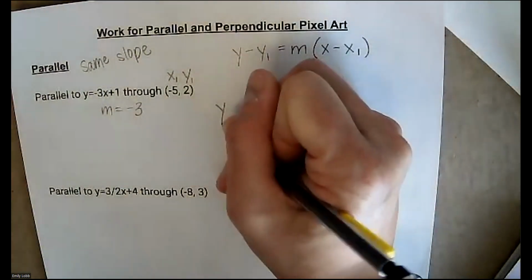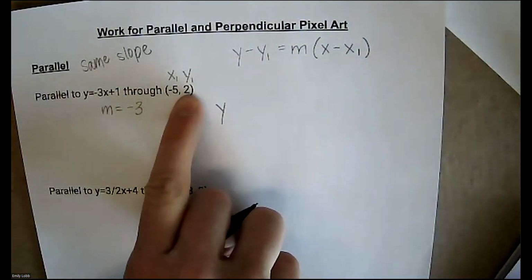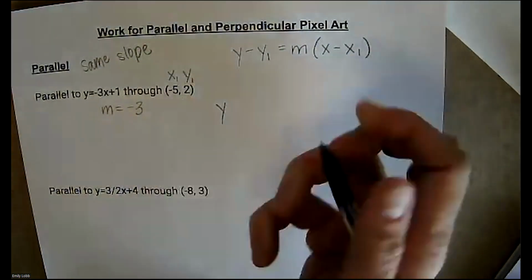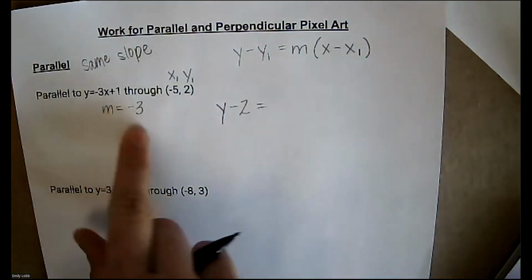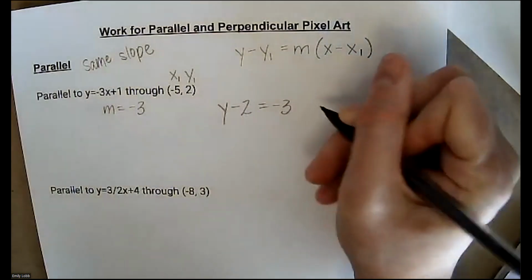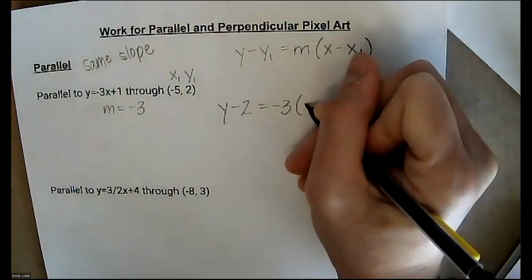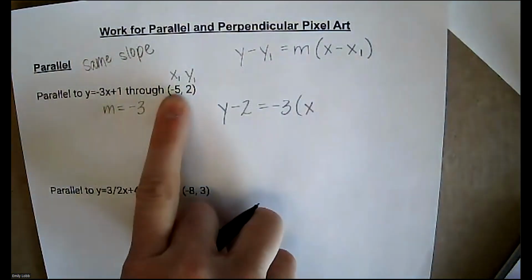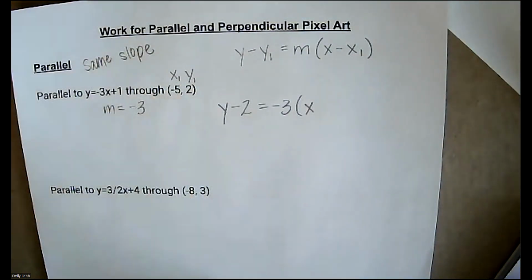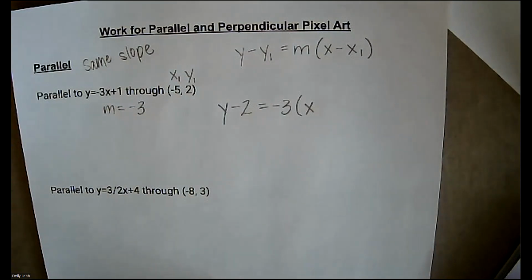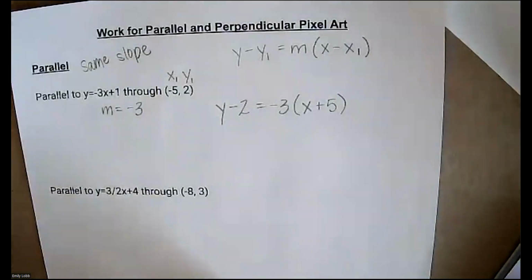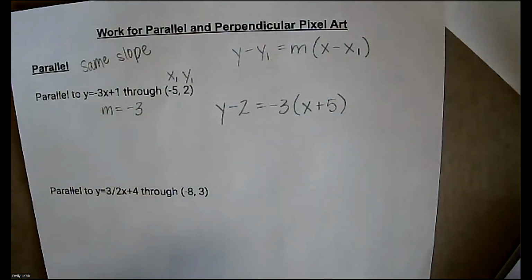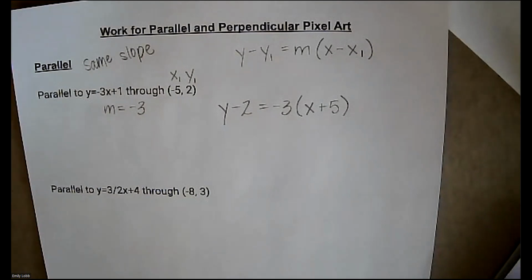So you have y minus y1. What is y1? 2. So y minus 2 is equal to your slope, -3. Open your parentheses. You have x minus x1. So minus a negative is going to become plus 5. If you do this, this is what you do, you get full credit, right? That's an equation.